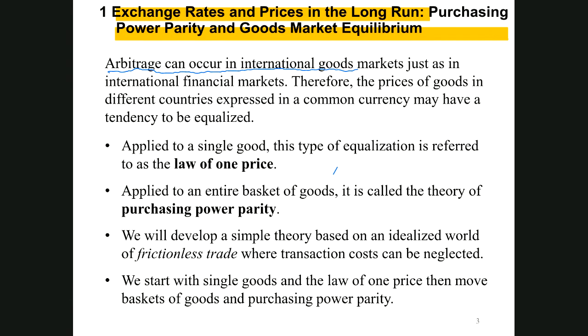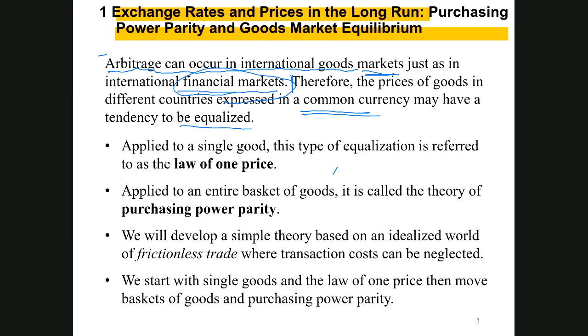So that's the meaning of this statement. The arbitrage can occur in the international goods market, right? So for example, any kind of good, the car, the computer, or the fruit, the apple, just as in the international financial market, that's the topic that we discussed last week, right? So therefore, the price of the goods in different countries expressed in a common currency may have a tendency to be equalized, right? So if the same good, think about that, the same apple you buy in Europe and in the US, in the same currency, they should be equal to each other. If not, people will buy low and sell high and eliminate their price differences. The spread will be eliminated, right?